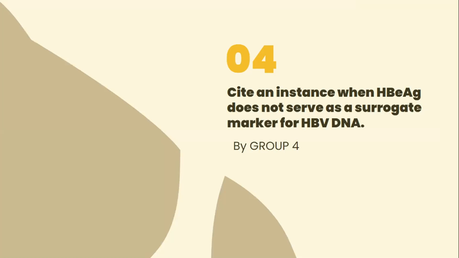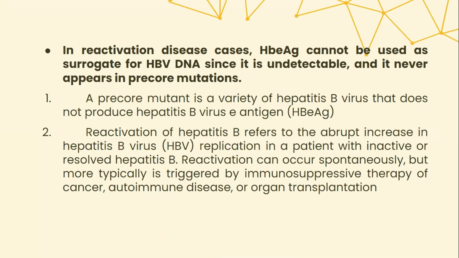For objective number 4, cite an instance when HBe antigen does not serve as a surrogate marker for HBV DNA. As we all know, the Hep B virus has 4 genes: the S, P, C and X. The C gene will code for the HBeAg, and the C gene has a pre-core and a core region. If translation is initiated at the pre-core region, the protein product is HBe antigen. That's why HBe antigen is a marker for HBV replication and infectivity.